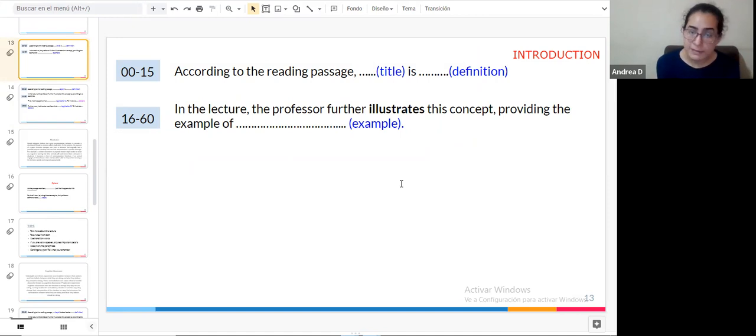You want to give them credit, of course, so you're not going to tell me directly, behavior modification is this. Instead, try to say, according to the reading, behavior modification is this. According to the reading passage, the article, behavior modification is defined as when an individual changes their behavior based on what they know the consequences of that behavior are. Okay, and that's your intro. It shouldn't be longer than 15 seconds. Otherwise, you're just going to end up wasting your time there.